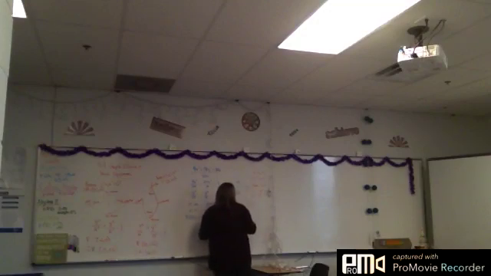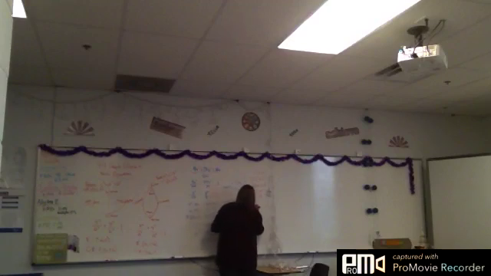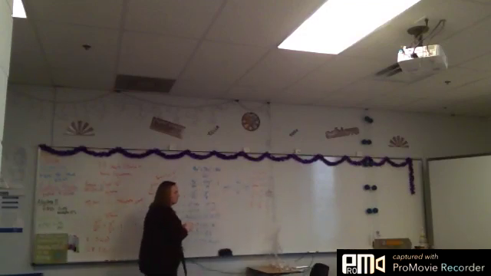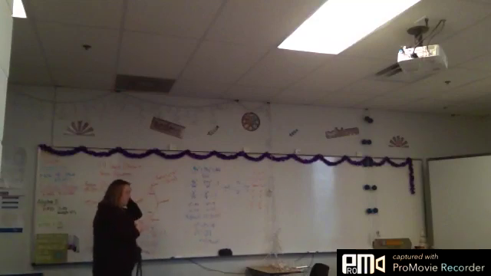What's my b? Negative 3. Yeah, what's negative 3 squared? 9. What's my a? 4. And what's 4 squared? 16. So there's my equation.